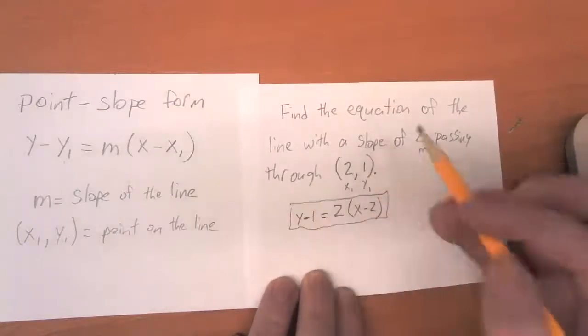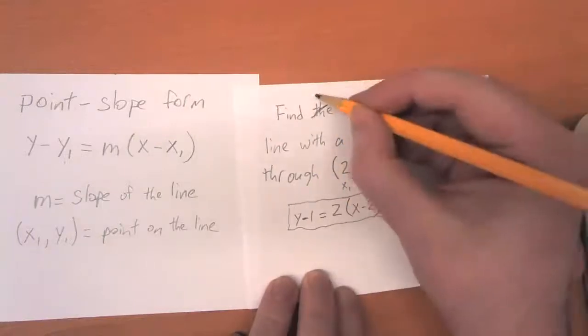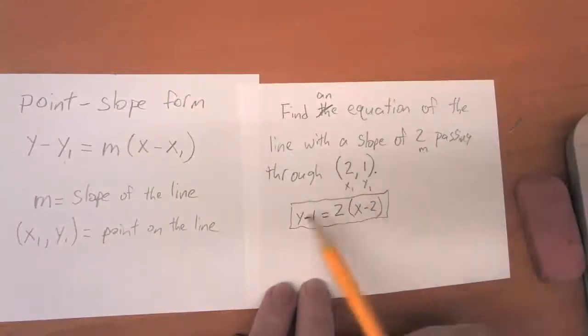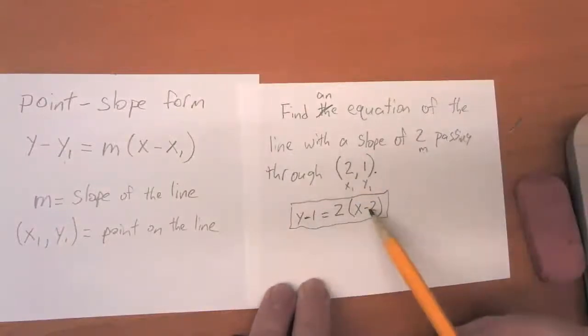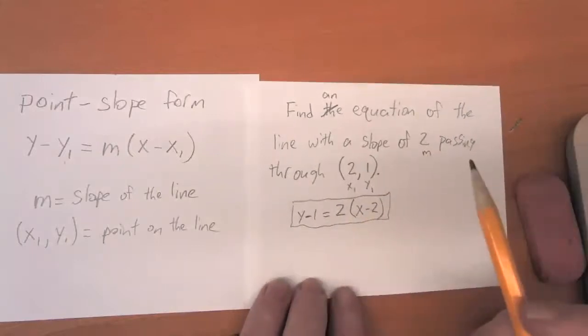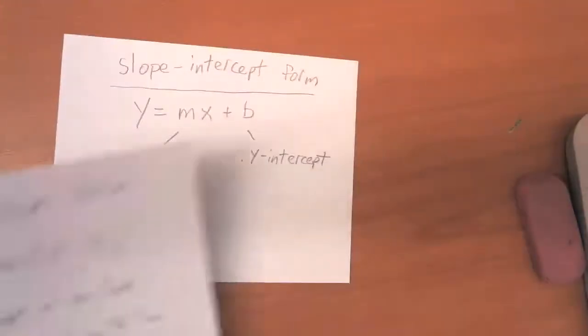To be honest, if they asked a question like this, find the equation, or they might say find an equation of a line, then this is all the information we would need to show. This is an equation of a line that has these parts. Sometimes they'll demand that it be written in slope-intercept form. So that's in the form y equals mx plus b.